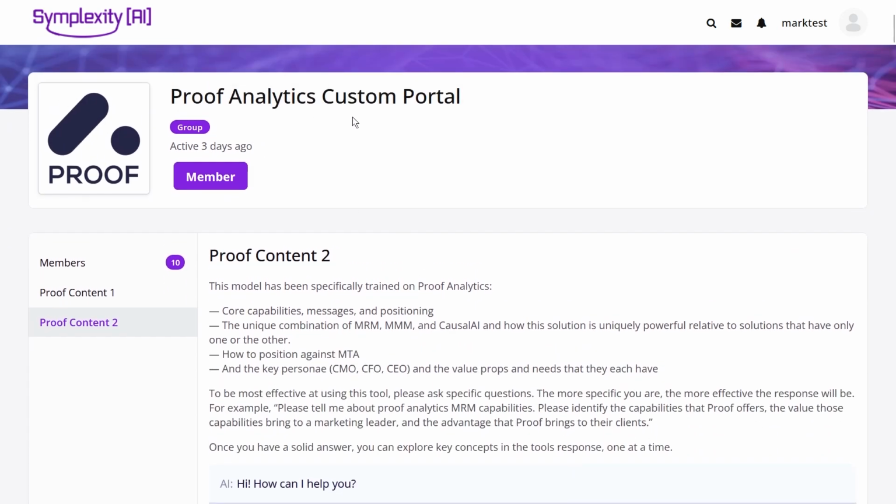Proof Analytics is one of our first customers, great organization. If you don't know them yet, go to proofanalytics.ai. They're fantastic people. We train the model on the capabilities, messages, positioning, 3 different areas of capability that they have, looking at it from a differentiated perspective of the solution, and also that they position themselves against multi-touch attribution. We feature 3 different personas, looking at the value props and the needs that each of these personas have.